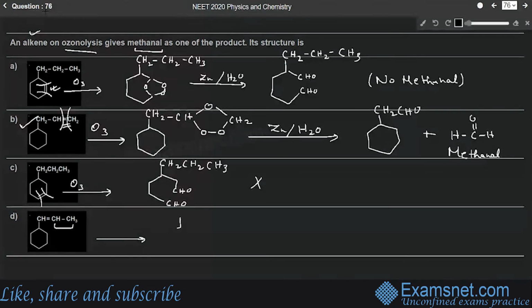Let's see. This here, CHO, and then this side will have ethanol, right? So CH3CHO. So this side we have ethanol, not methanol. So the correct option is option B.